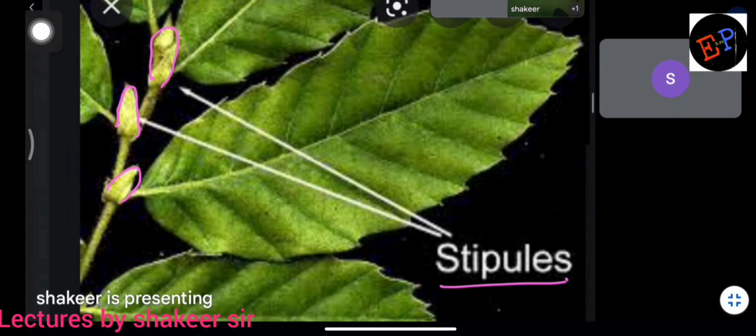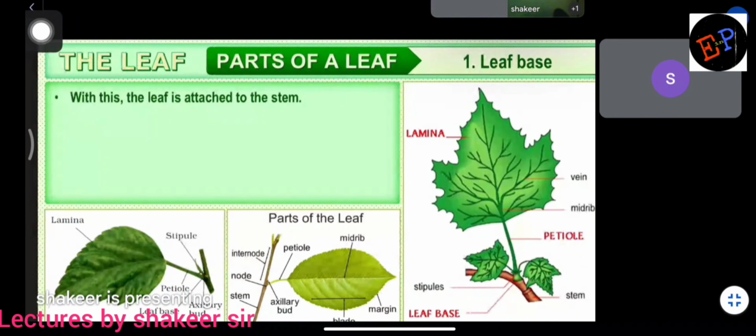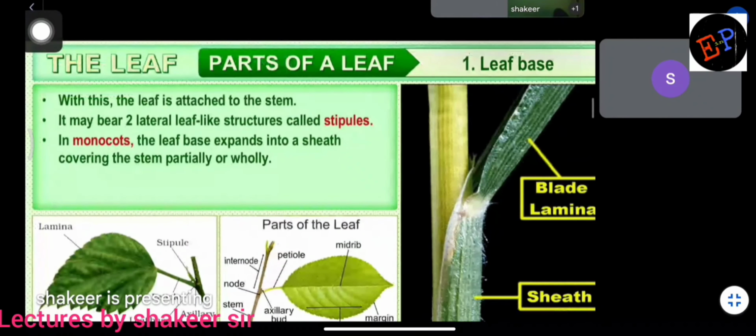Okay, that's it. Now all these parts we have studied already. With the leaf base, the leaf is attached to the stem. It may bear two lateral leaf-like appendages, which are called stipules. Already we have studied these. In monocotyledonous plants, the leaf base expands into a sheath covering the stem partially or wholly. Are you able to understand now?